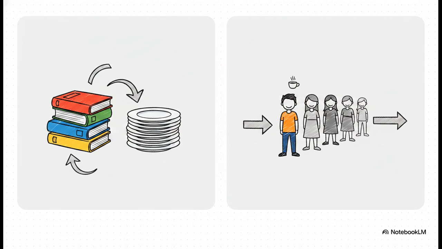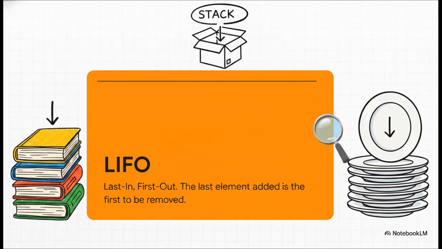Now contrast that with a line at Starbucks or waiting for a bus. If you are the first person to get in that line, you're absolutely going to be the first person to get your coffee or get on the bus. It's entirely sequential, it's fair. So here is the crucial point. LIFO. Last in, first out.